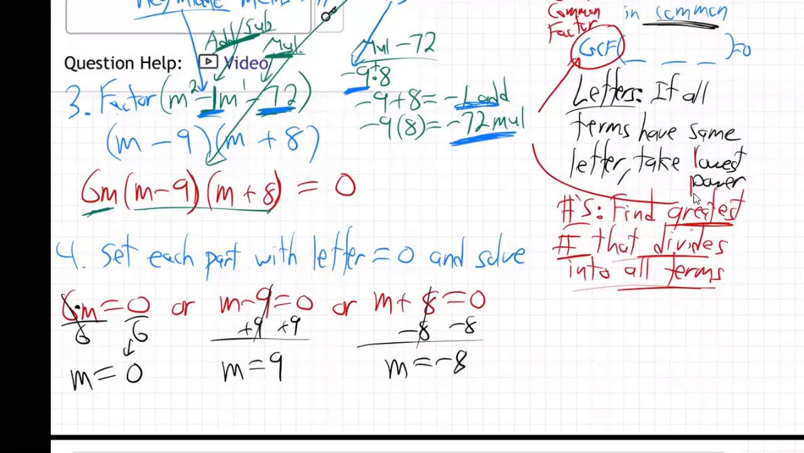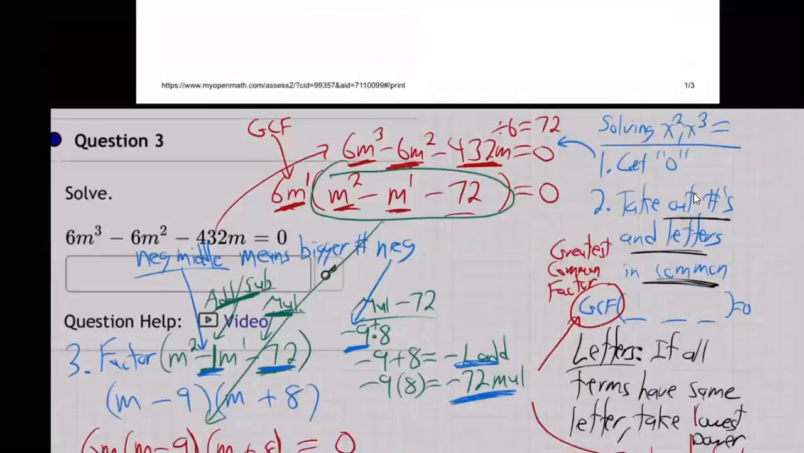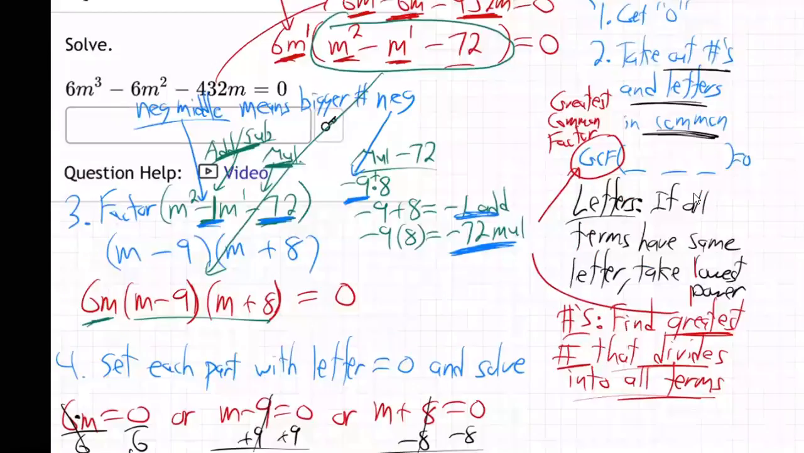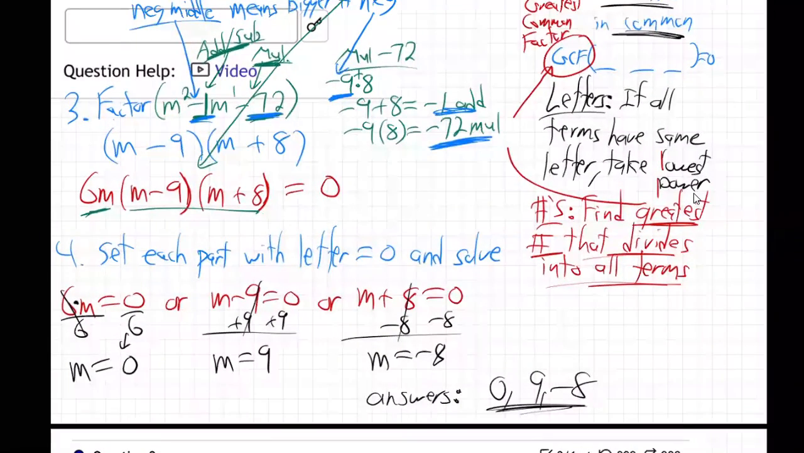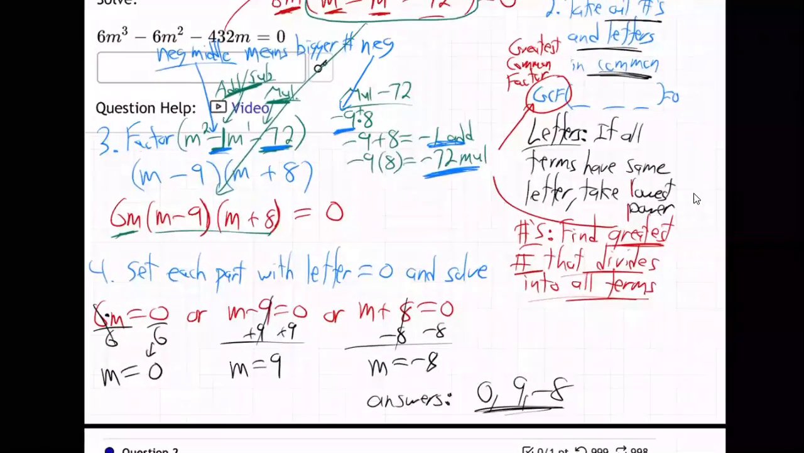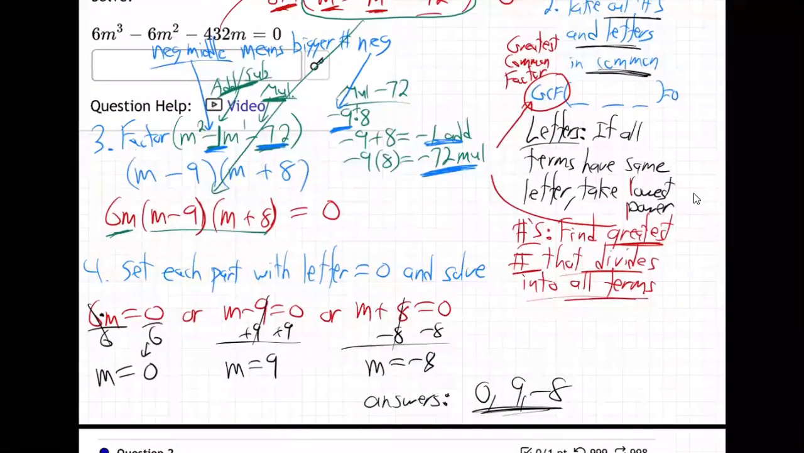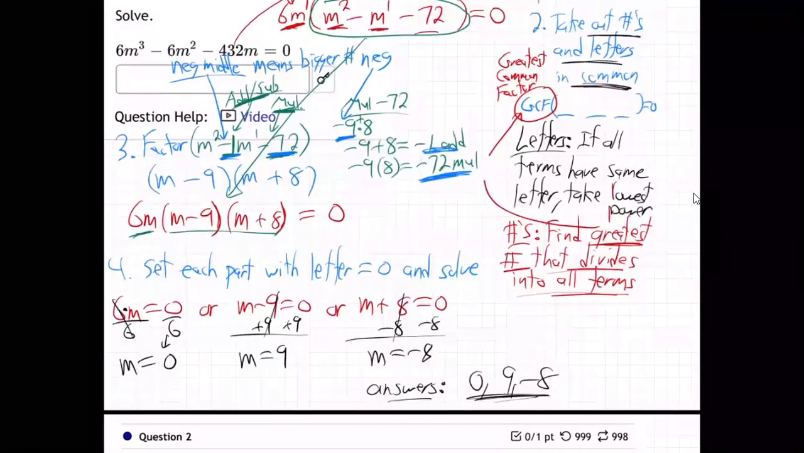So there's our answers. The answers are 0, 9, and minus 8. And they don't say anything about order on this one, right? Nothing about order. Just put them in any order you want. Just separate them by commas, like I did right there. 0, 9, minus 8, any order. Doesn't matter. They didn't say anything about order on this one. So just put in the 3 answers in any order and it'll work.